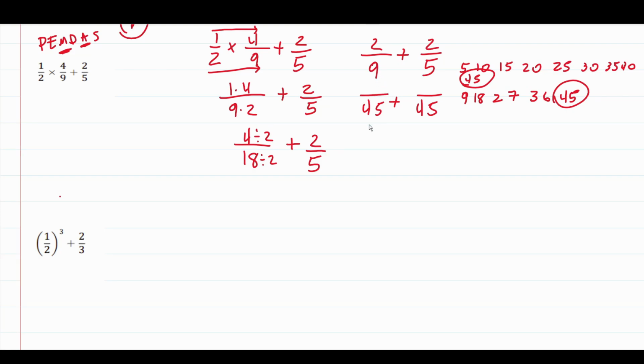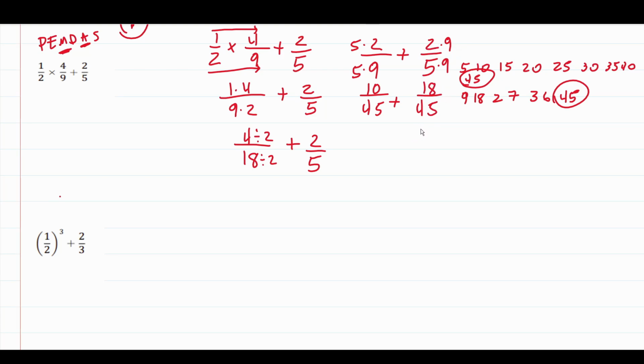In order to write 9 as 45, we would actually multiply it by 5. And we're also going to do that to its numerator. Again, 9 times 5 is 45. 5 times 2 is 10. To write 5 as 45, we're going to multiply it by 9. And we're also going to do that to its numerator. 5 times 9 is 45. 2 times 9 is 18.